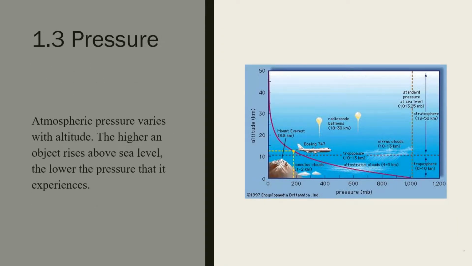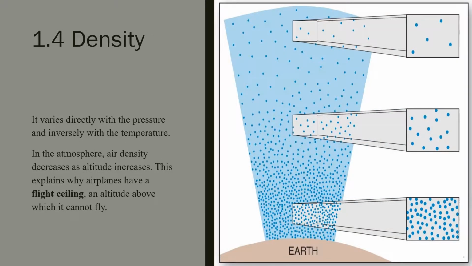Pressure. Atmospheric pressure varies with altitude. The higher an object rises above sea level, the lower the pressure that it experiences. Density varies directly with pressure and inversely with the temperature. In the atmosphere, air density decreases as altitude increases. This explains why airplanes have a flight ceiling, an altitude above which it cannot fly.